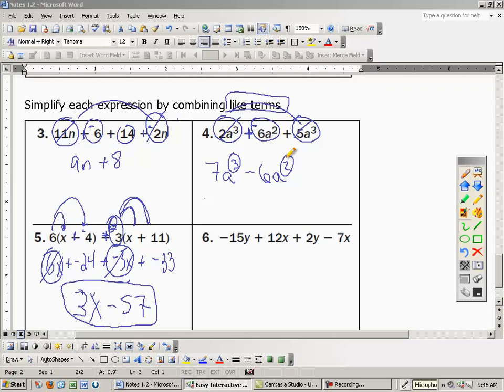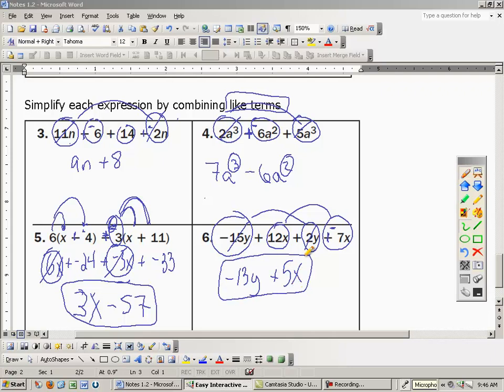All right? Negative 15y, and again, make this subtract into plus a negative when we're combining like terms. Positive 2y and negative 15y becomes negative 13y. Cross them off because I put them together. And now in terms of x, we have 12x and negative 7x. That becomes plus 5x. All right?